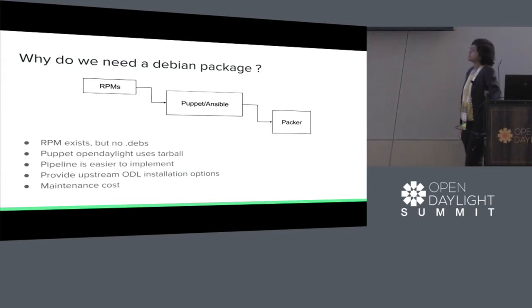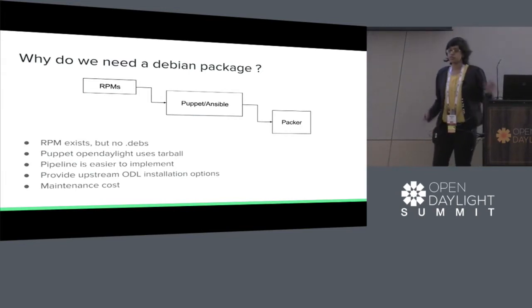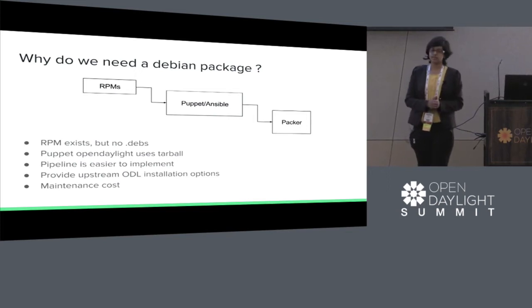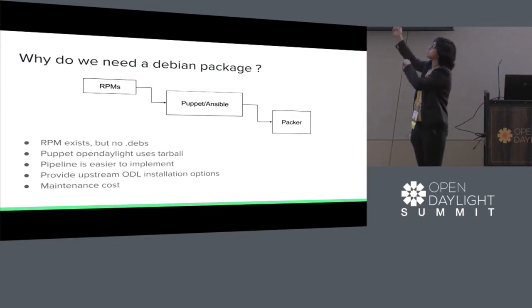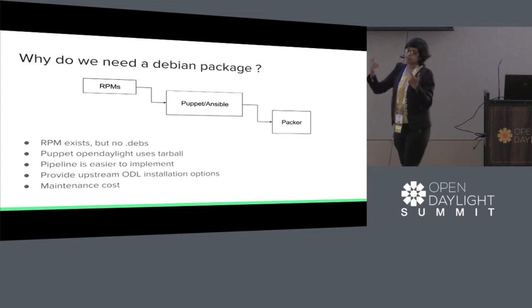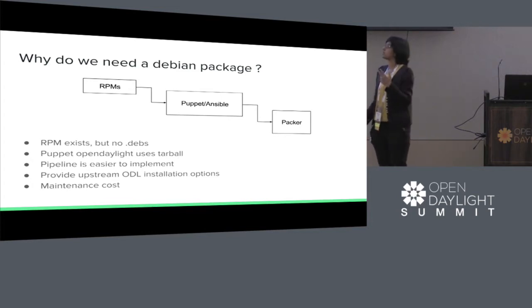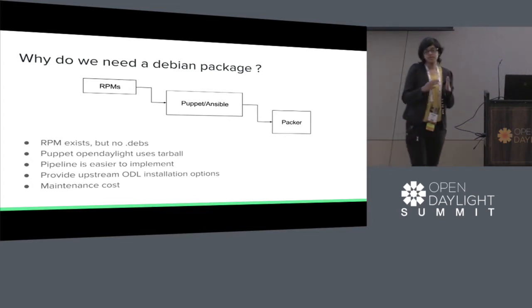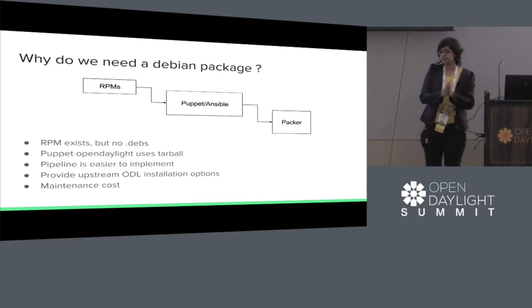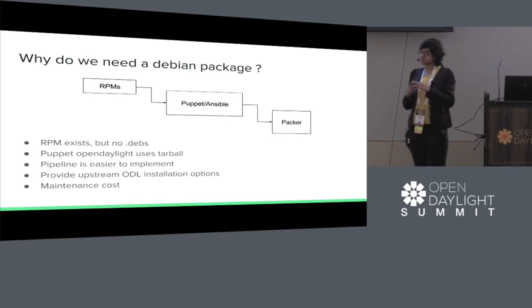So why do we need Debian packages? For OpenDaylight, RPMs already exist. This is the pipeline that an RPM follows. RPMs are consumed by Puppet and Ansible, which is then consumed by Packer, like Vagrant base boxes and Docker containers. There's no such pipeline for debs, because there were no .debs.